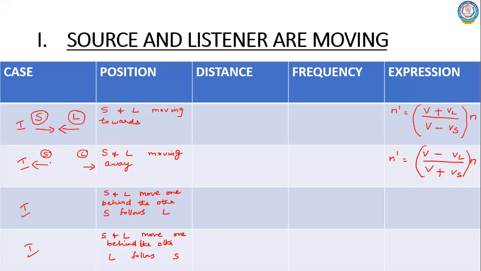Now here the arrow moving towards left is taken as positive. So I have a positive sign here. Are you able to understand? So this is very important.